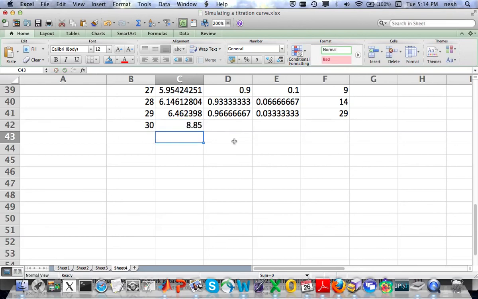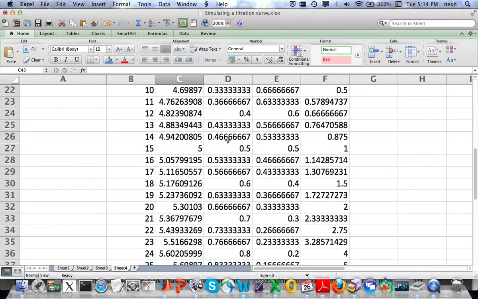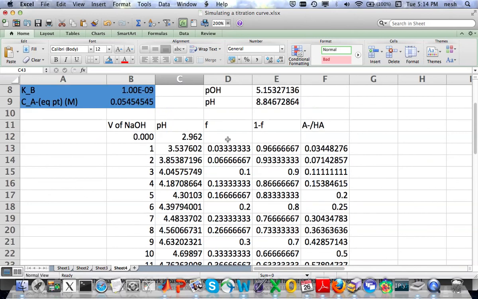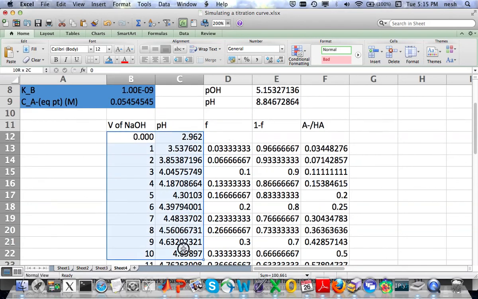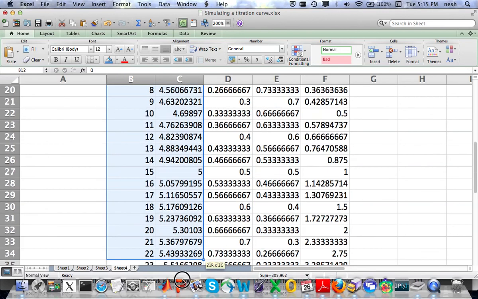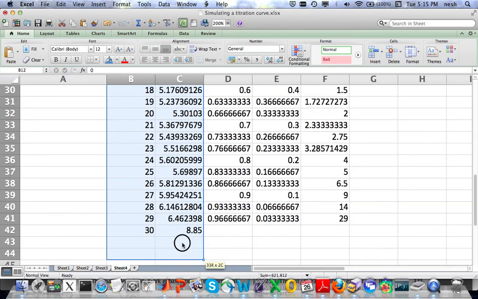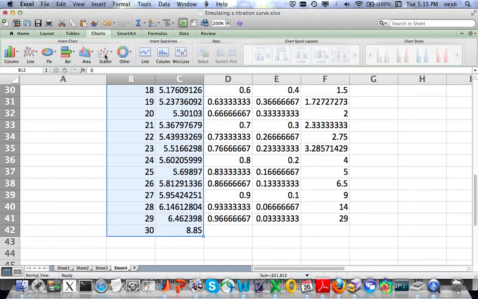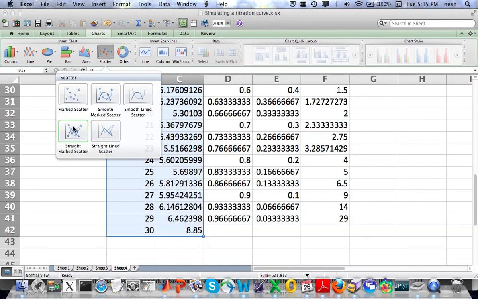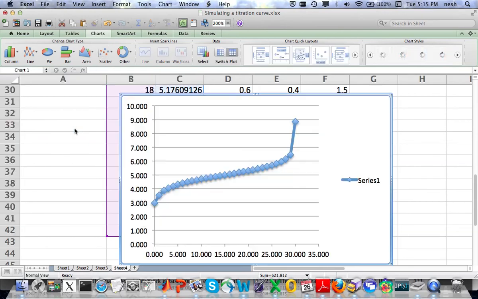Okay, now we're pretty much done. Now all I need to do, or you need to do, is make a graph. I've set up the volume and the pH right next to each other so that I can do that. So may as well make a graph of that. You'll want to maybe annotate it a little bit better than I am, but a marked straight scatter looks pretty good to me. And there we have that.